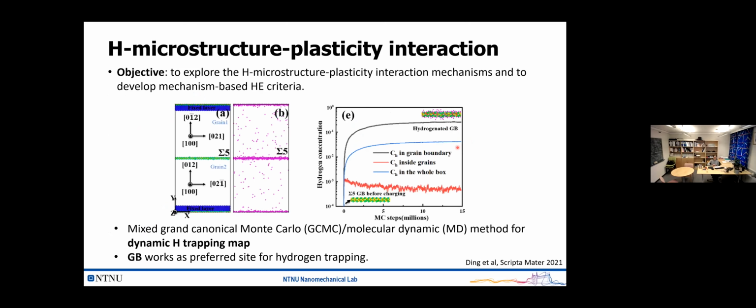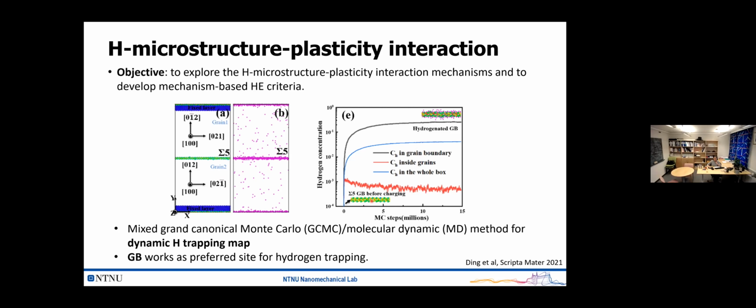And next, let's see how this hydrogen microstructure and plasticity interactions. Here we try to explore its interaction mechanisms and to develop the mechanics-based hydrogen embrittlement criteria. We use the bicrystal nickel as the model material, and here we have the sigma 5 grain boundary. We use the Monte Carlo method to insert the hydrogen atoms and then to monitor the hydrogen concentration evolution.